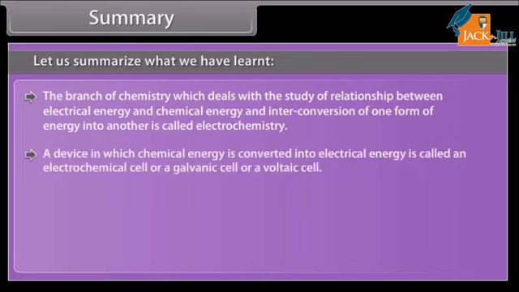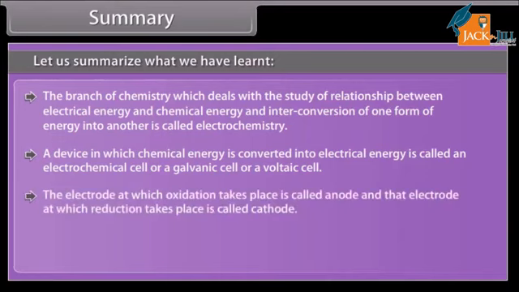A device in which chemical energy is converted into electrical energy is called an electrochemical cell or a galvanic cell or a voltaic cell. The electrode at which oxidation takes place is called anode, and that electrode at which reduction takes place is called cathode.